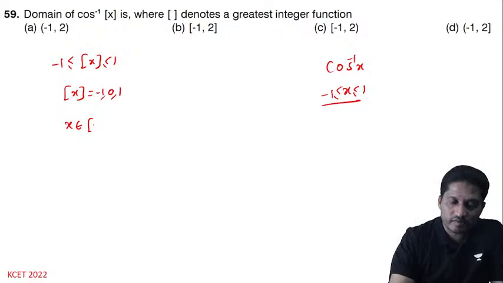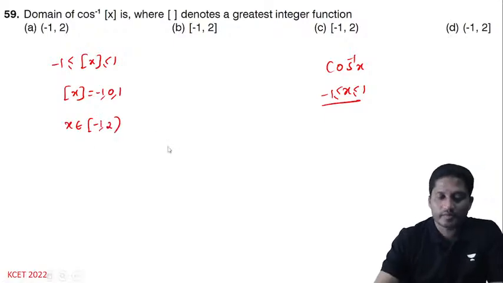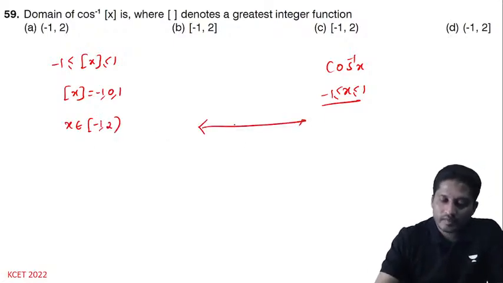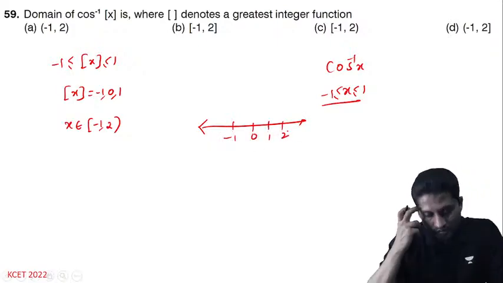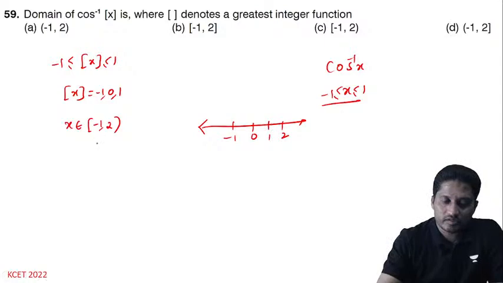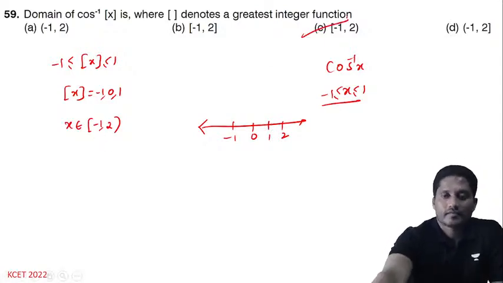So this is closed interval -1, open interval 2, because between this is -1, 0 and 1, and then you get 2. Between 1 and 2, box x is 1 only. So closed interval -1, open interval 2. Answer is option C.